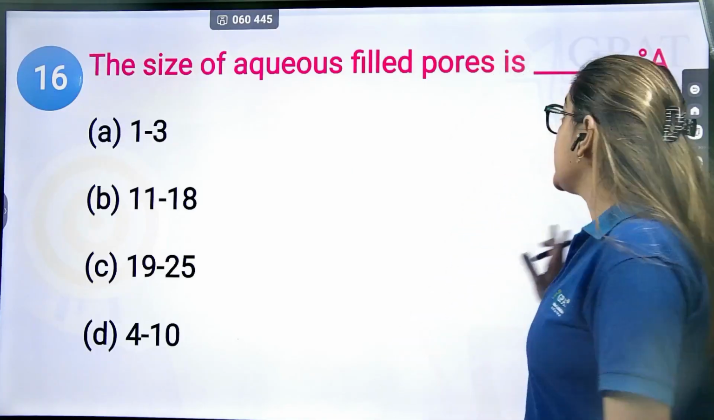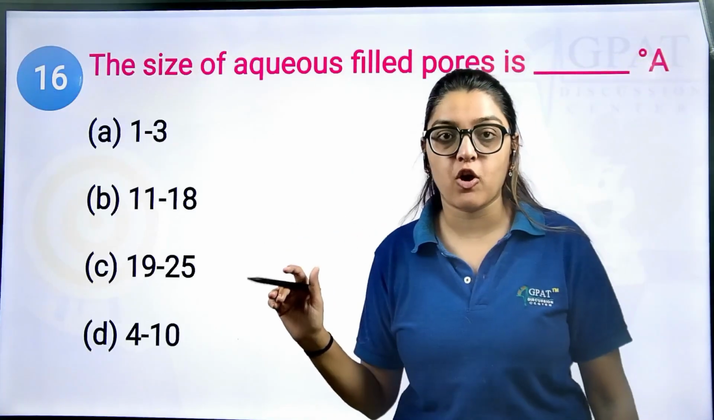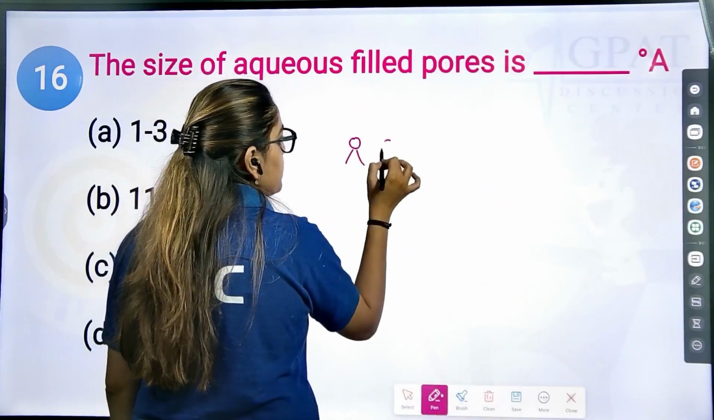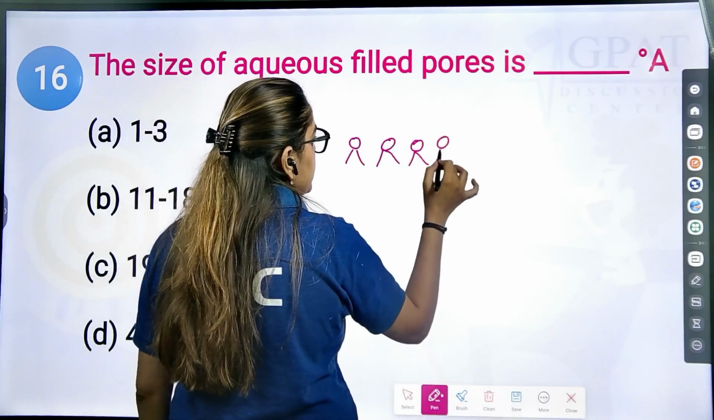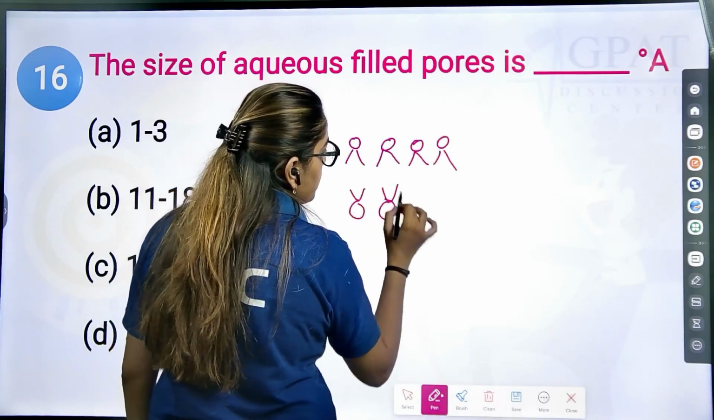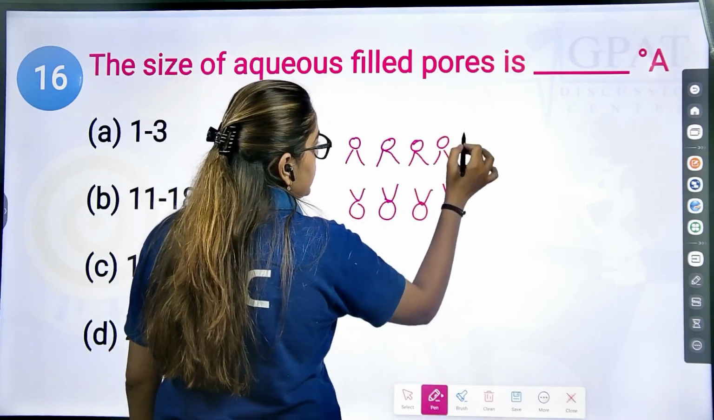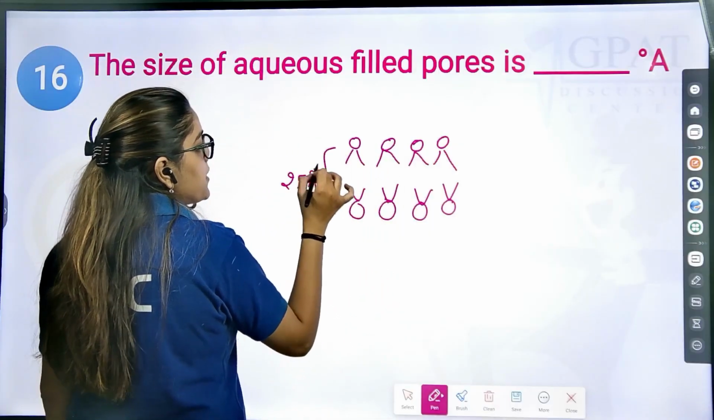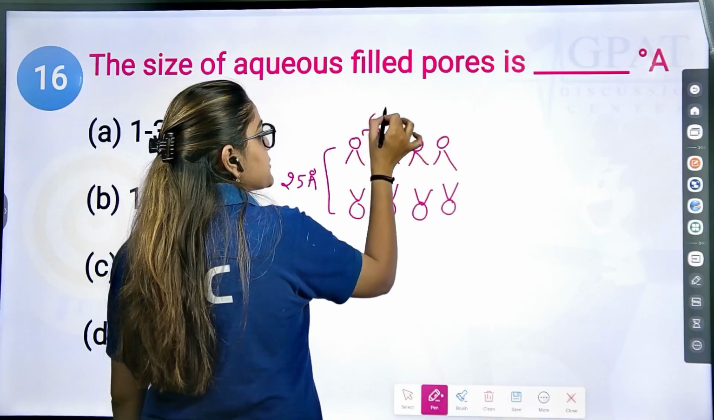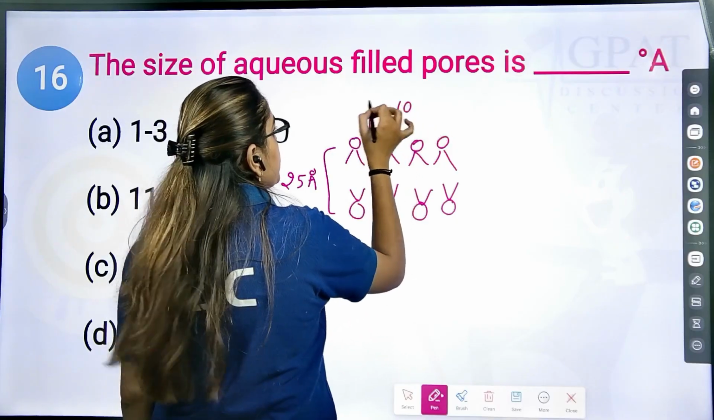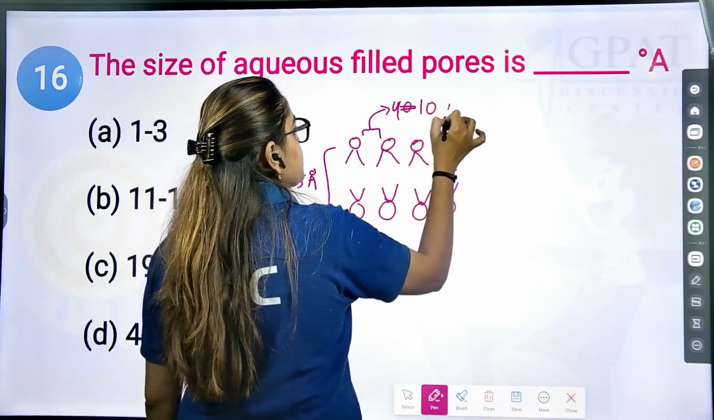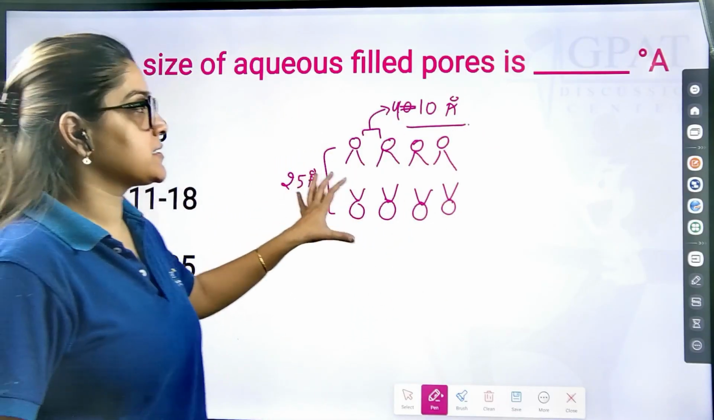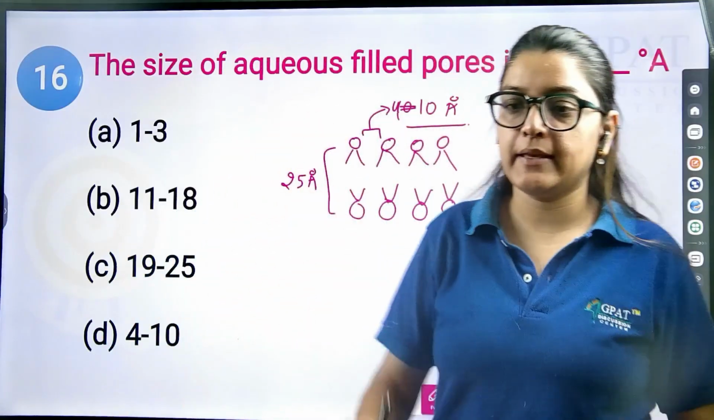Next, the size of the aqueous filled pore is how many angstroms? Now this question is actually focusing on the membrane. So you know the composition of the membrane, which is a bi-phospholipid layer, right? In this case, we generally say the thickness is around 25 angstrom, but we have a very limited hydrophilic space, or aqueous channel, in between, which has a size range from 4 to 10 angstrom, right? So the limited hydrophilic space is around 4 to 10 angstrom, which is filled by the aqueous pores.